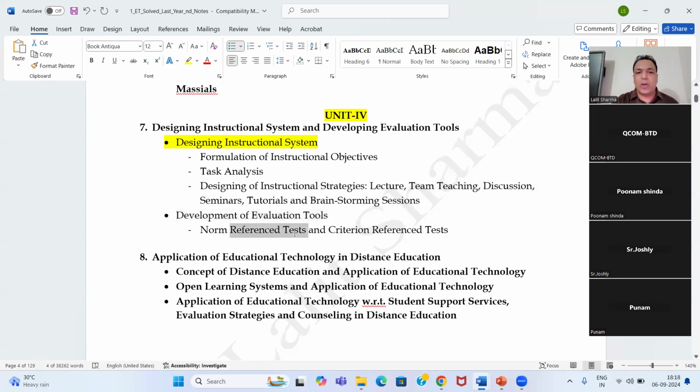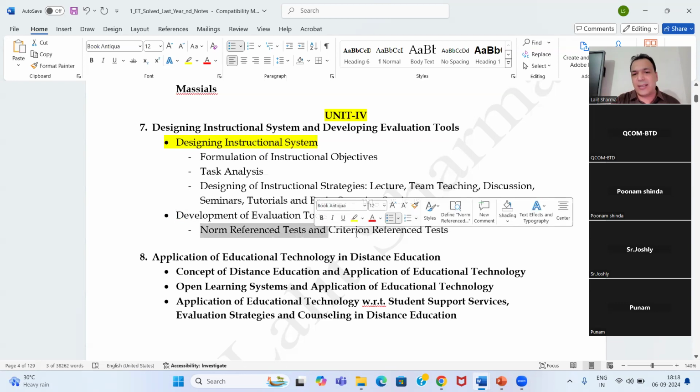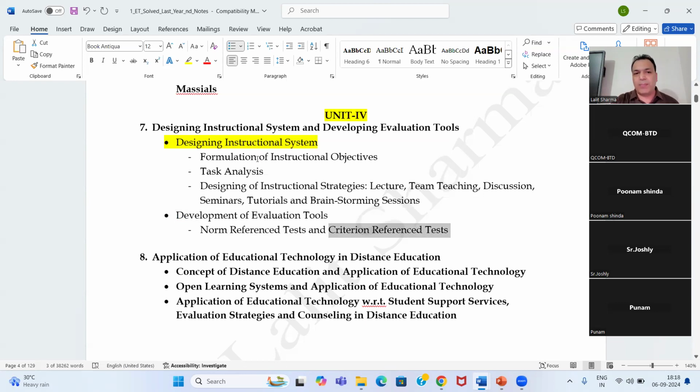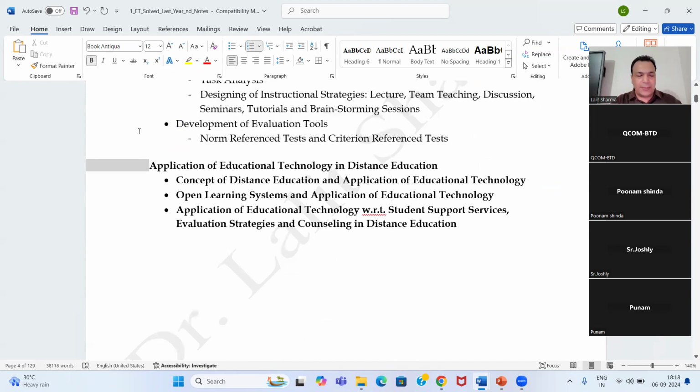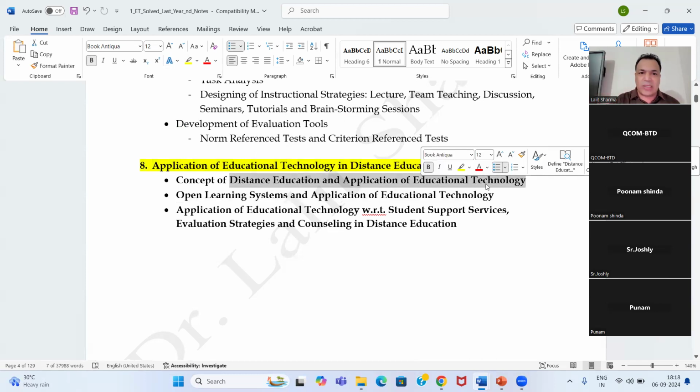So evaluation is of two types: norm reference test or NRT, and criterion reference test, CRT. So both sections are very easy. Even you can go for 7 or 8, which are very much easy. 8 is talking about distance education and open learning. You can see the applications of educational technology in distance education. Okay, first is talking about the concept of distance education and applications of ET. ET means educational technology.